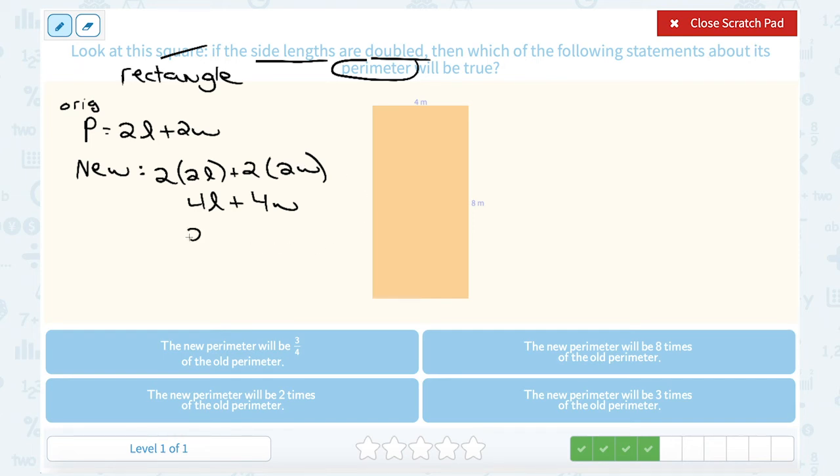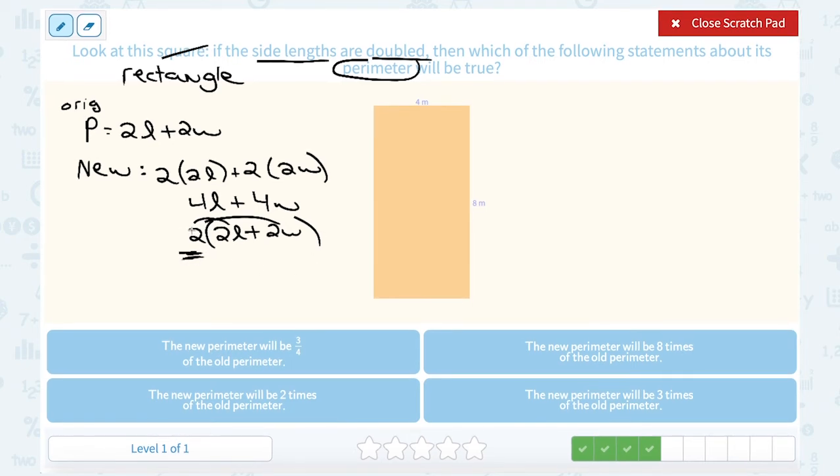So another way to say that is 2 times (2L plus 2W). Right? Because if I distributed this out, 2 times 2L would give me 4L, and 2 times 2W would give me 4W. So I'm doubling the perimeter.